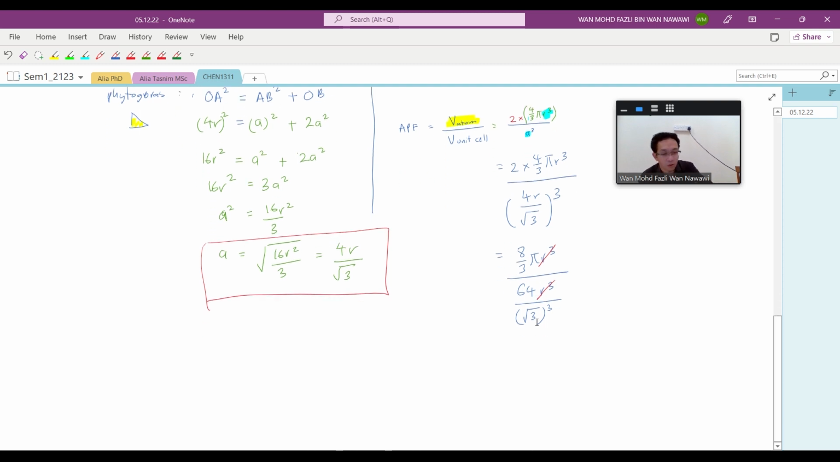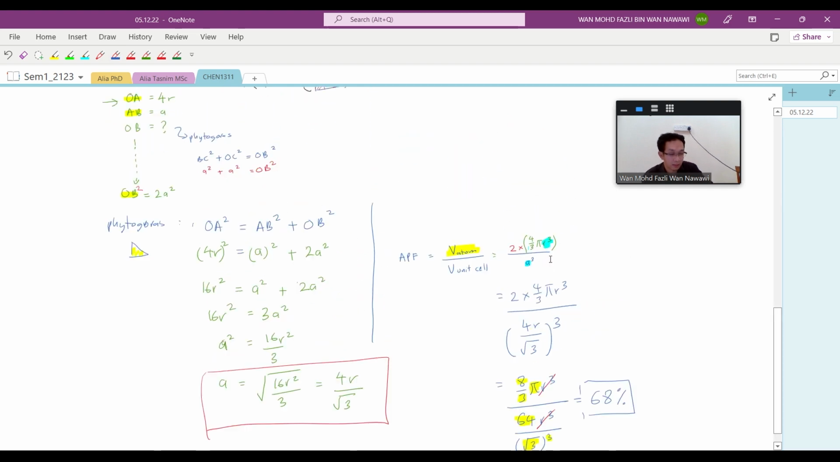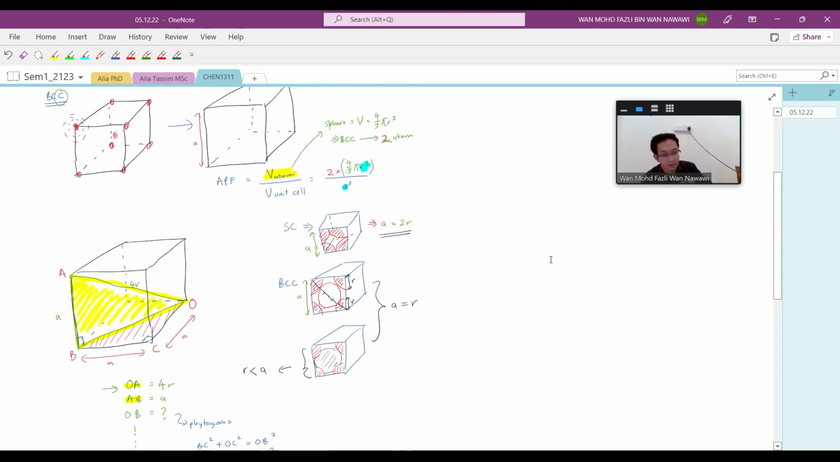Okay, so now you are left with everything being just a number. 8 is a number, 3 is a number, pi is a number, 3.142, 64 is a number, and so on. So when you put this in the calculator, you will get the value of 68%. This 68% is the atomic packing factor for the BCC, body centered cubic. So that's how you find the APF for the BCC.